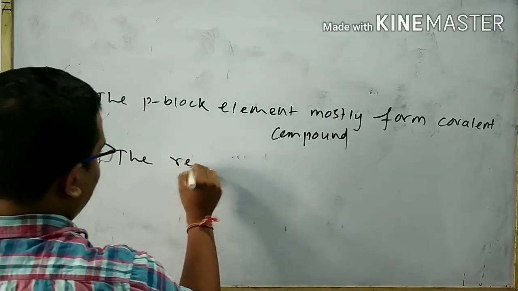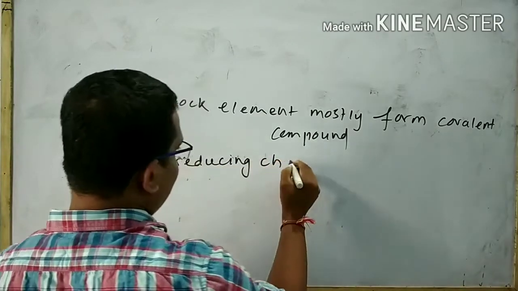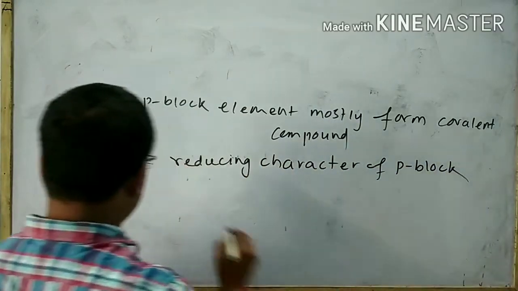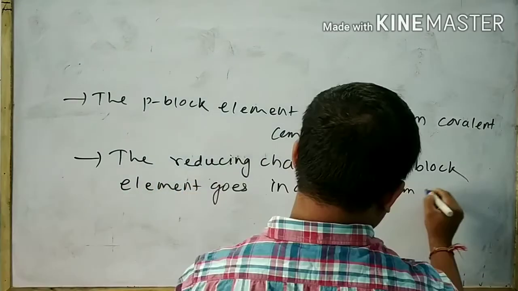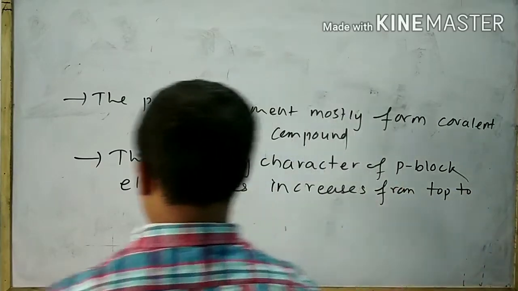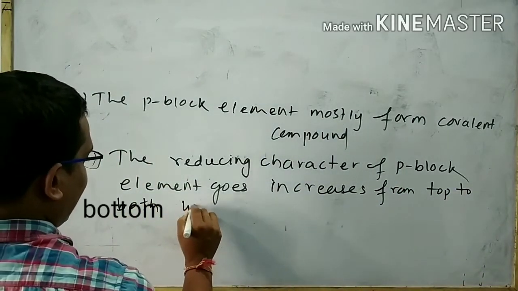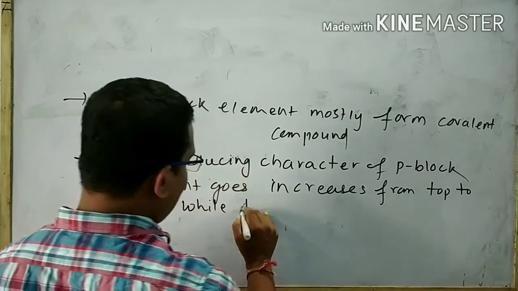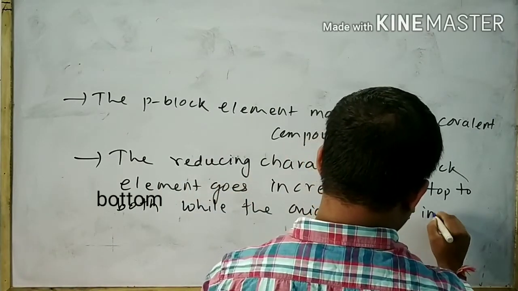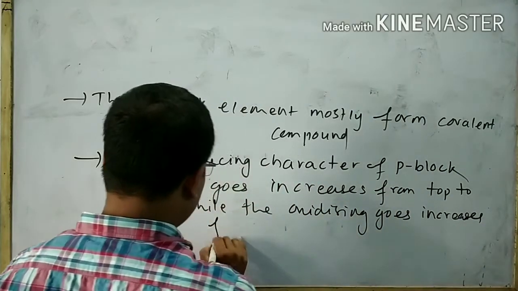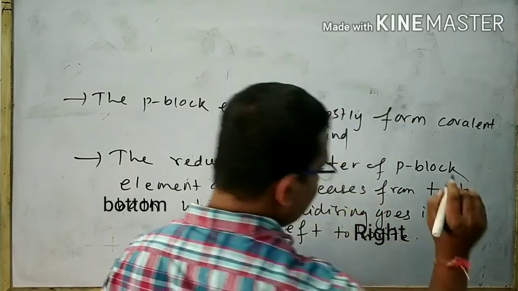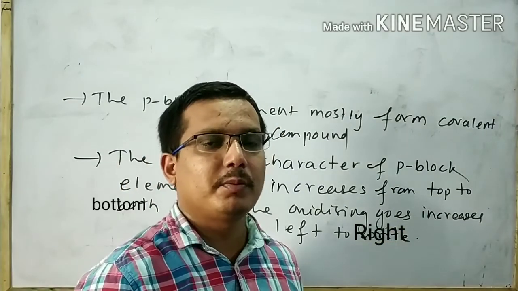The reducing character of p block elements increases from top to bottom, while the oxidizing character increases from left to right. This is all about p block elements.